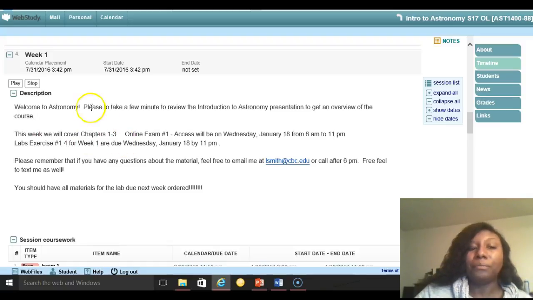Also notice you have information about the chapters that need to be read. Also, when your online exam will be. Make sure that you take a look at this because it tells you exactly when your test will be, when you will have access to it, and it's open from 6 a.m. to 11 p.m. always.